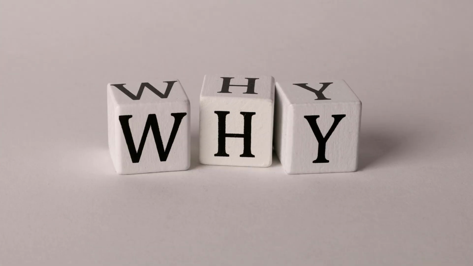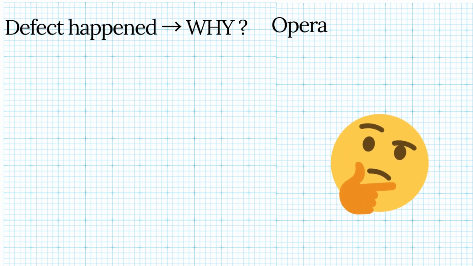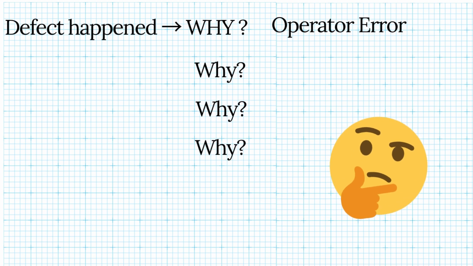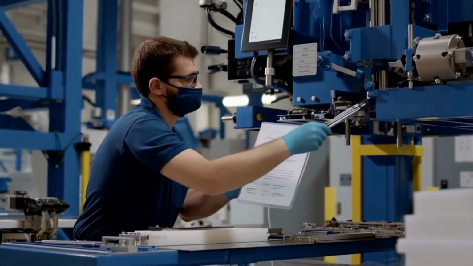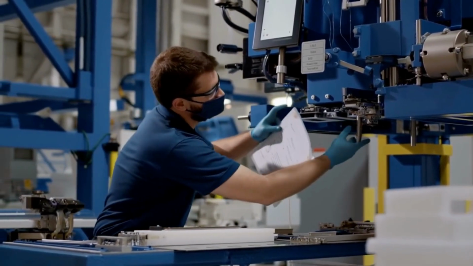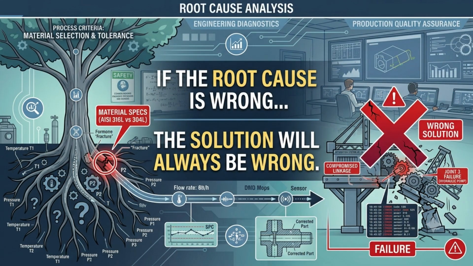A simple example. Why did the defect happen? Operator error. But why did the operator make an error? Was the instruction unclear? Was the fixture confusing? Was the training inconsistent? Was the process not mistake-proofed? If we stop too early, we don't find the system cause. But if the root cause is wrong, the solution will always be wrong too. And that is why the issue comes back.